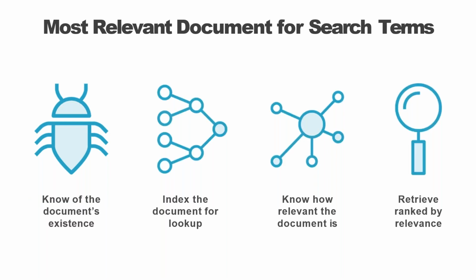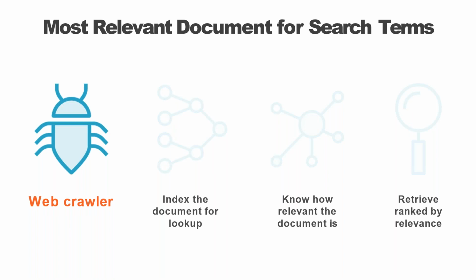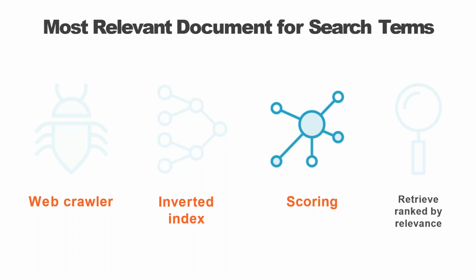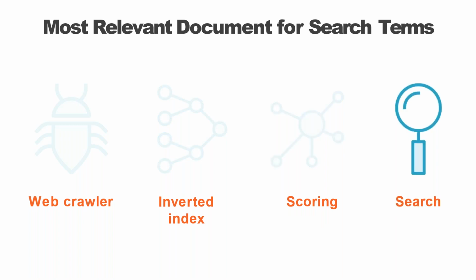Here, most of the time we use a web crawler. The web crawler will go to the website, to each link, and try to find the documents. Once they find a new document, they create an inverted index. This is the important concept we have. Then third, score it, and fourth, based on the score, you will see the search results.